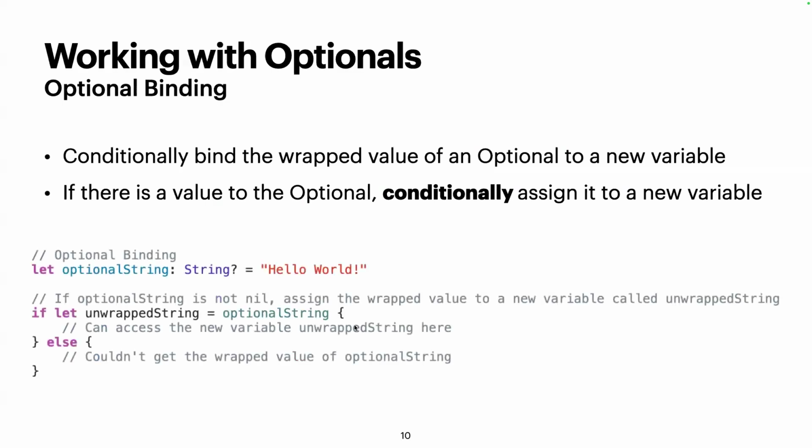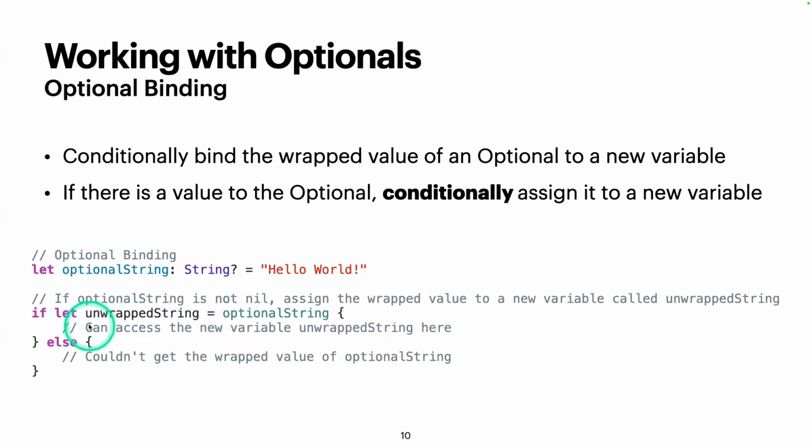So here's an example. Here we have this variable called optional string, which is of optional string data type, and it's assigned to some value, in this case the string hello world. And so the way we could get access to this wrapped value is via this optional binding syntax. It looks very much like a regular if-else statement, but the main difference is that the first condition has this let keyword. And we could see that it looks like a variable initializer.